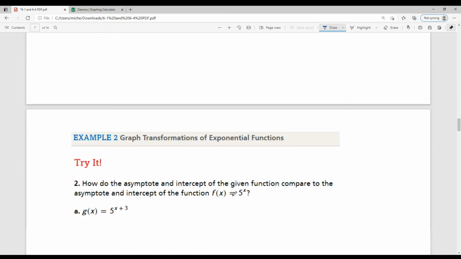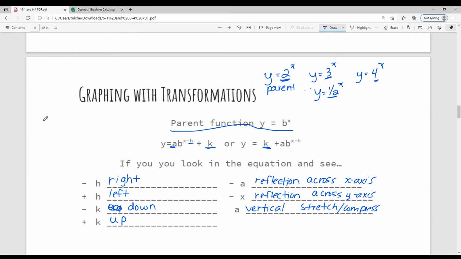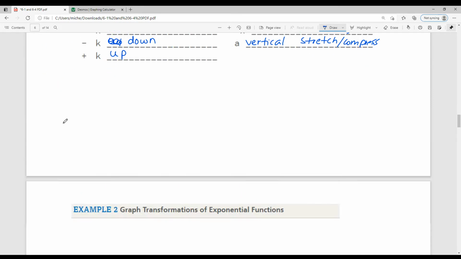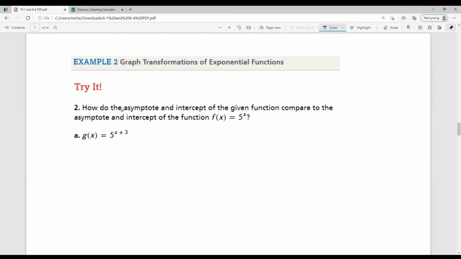So let's look at a couple examples. Example 2, by the way, these examples are in section 6.1 because we're back in exponential functions. All right, so here we go. How do the asymptote and the intercept of the function compare to the asymptote and the intercept of the function f of x equals 5 to the x power? And right now I have 5 to the x plus 3. All right, so 5 to the x, you can think of it as being our parent function.